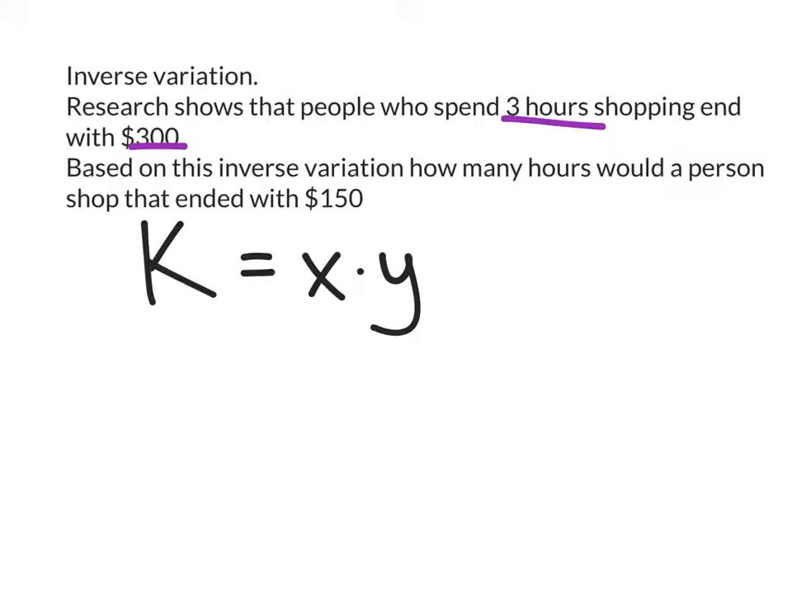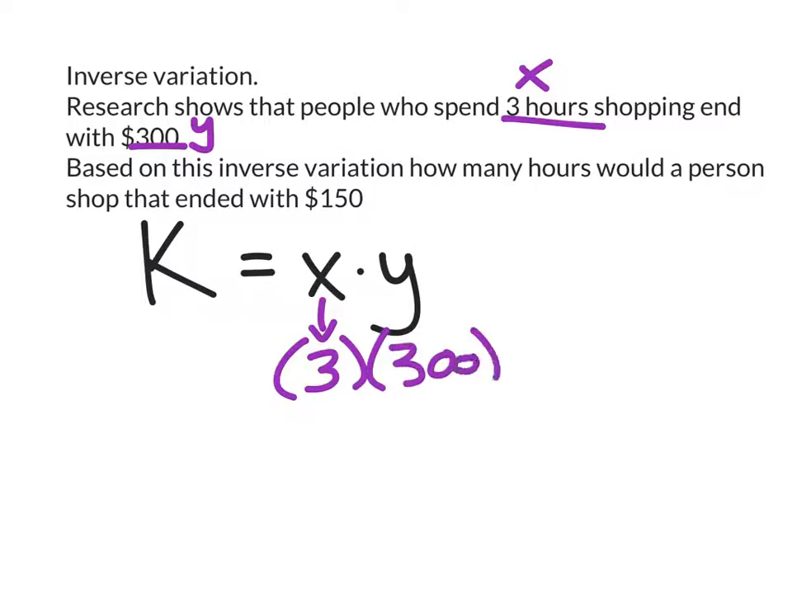And it doesn't really matter which is which, whether you say the hours is X or the hours is Y, even though usually hours is independent, which is why it's X, and then the dollars in this case would be Y. Or in other words, the number of dollars you end up with will depend on how many hours you shop. So I'm going to go with that technicality and say that the 3 hours is the X, and then the Y is how many dollars you get. So K in this case, 3 times 300, bam, 900. Now we don't need a label for the K just because it's a constant. Again, whatever X and Y values we get, it needs to equal 900.